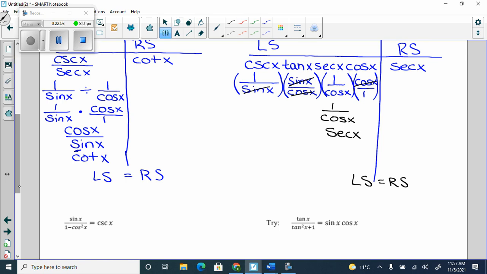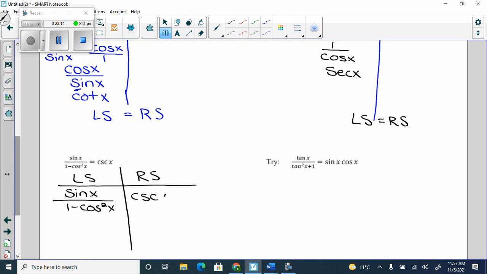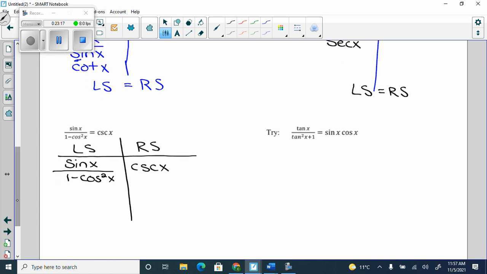We're going to look at this one. Sine x over 1 minus cos squared x equals cosecant x. So I'm going to go left side, right side. First step, rewrite it: sine x over 1 minus cos squared x, and cosecant x. What can I do? Yeah, 1 minus cos squared x is equal to the Pythagorean Theorem identity.